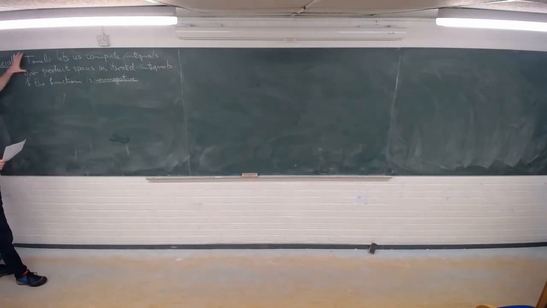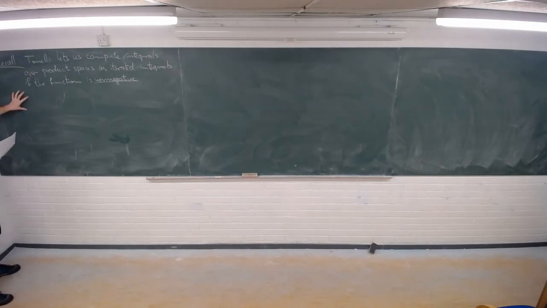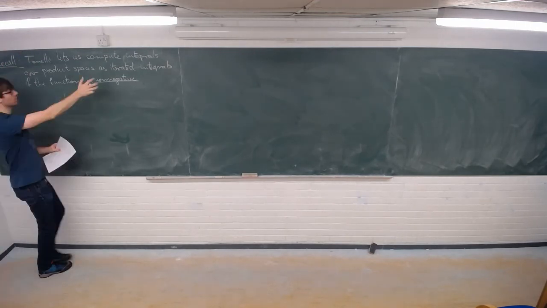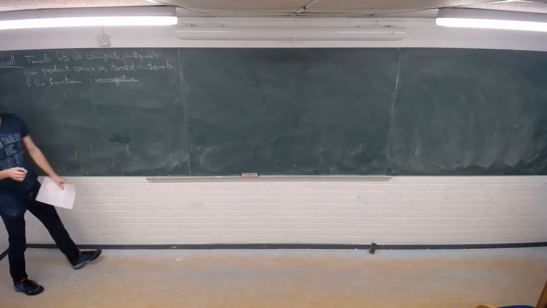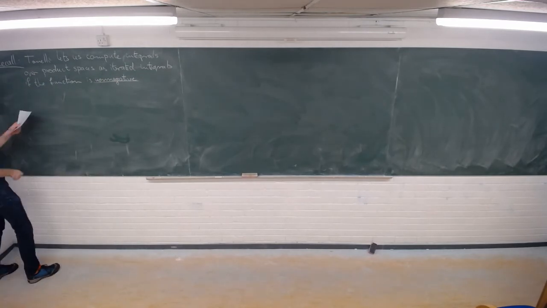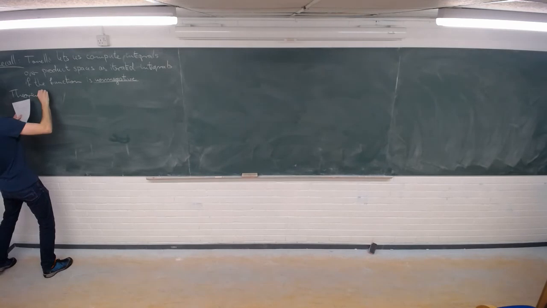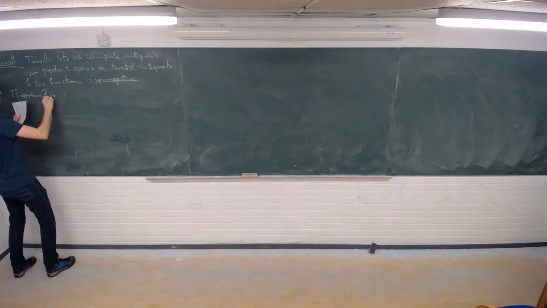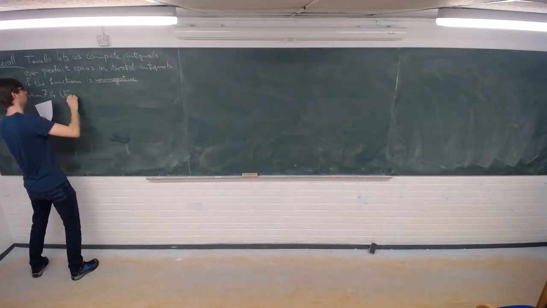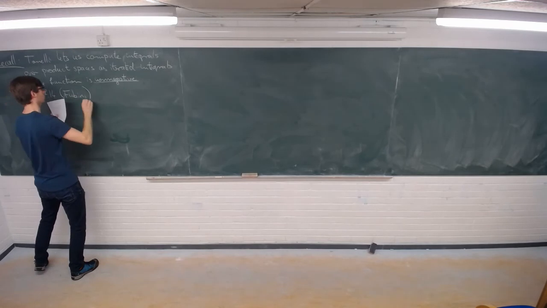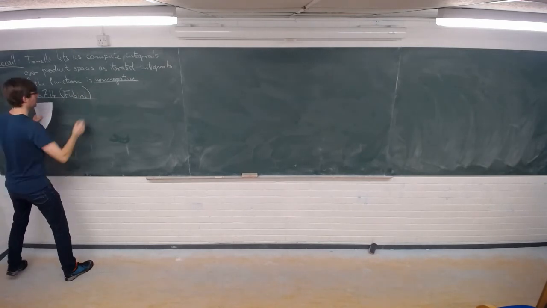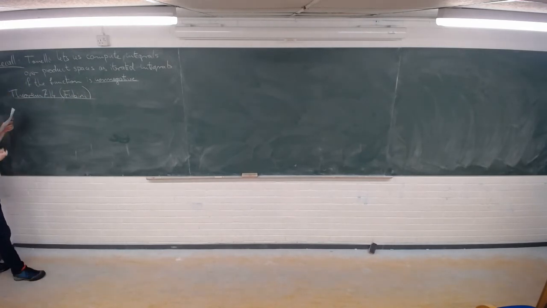However, we can in fact do better than Tonelli's theorem, and that's Fubini's theorem, which we'll see now. So one can remove this non-negativity assumption if we add a different assumption. And that's called Fubini's theorem, and it goes like this.